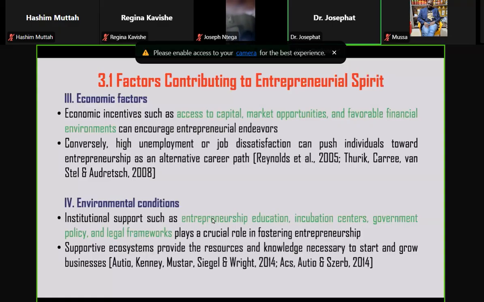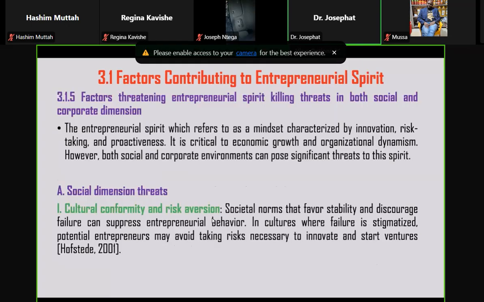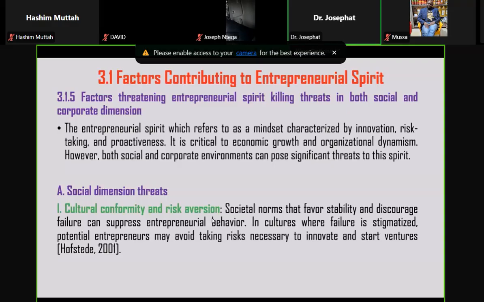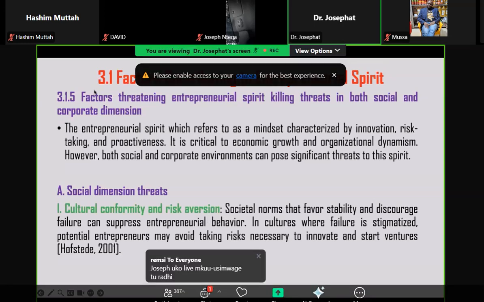Apart from that, the next part under the factors contributing to entrepreneurial spirit is the factors threatening entrepreneurial spirit in both social and corporate dimensions. We talk about the factors threatening entrepreneurial spirit in both social and corporate dimensions.